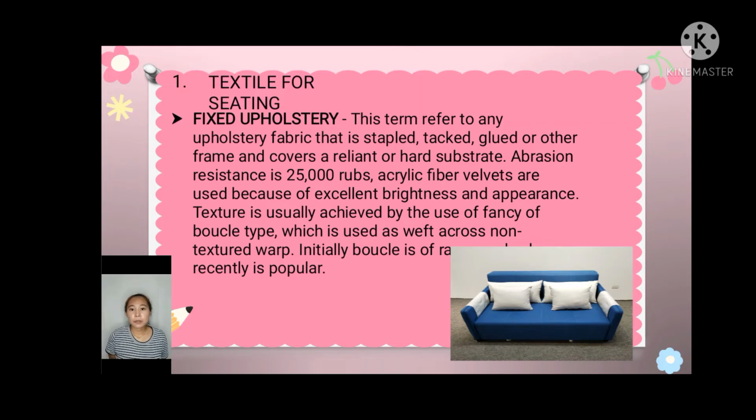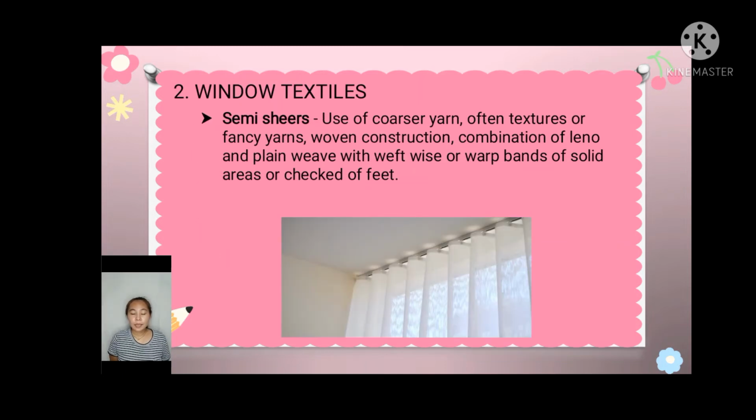Acrylic fiber and velvet are used because of excellent brightness and appearance. Texture is usually achieved by the use of fancy bouclé type yarn, which is used as a weave across non-textured warp. Initially bouclé was of rayon and nylon, and it was recently used. Next is the window textiles. Sheers use coarser yarn, often textured or fancy yarns, woven construction, combination of leno and plain weave with weft-wise or warp bands of solid areas or check.